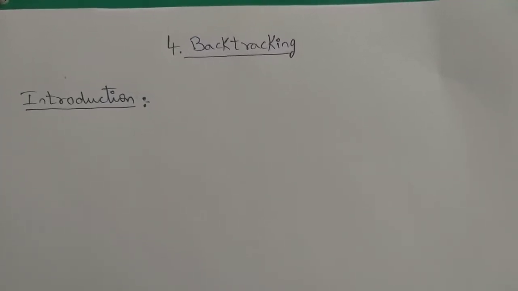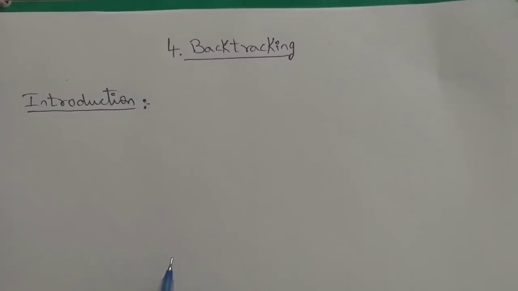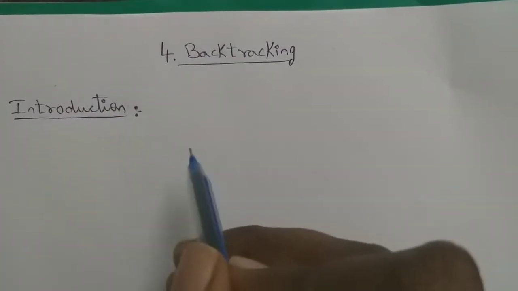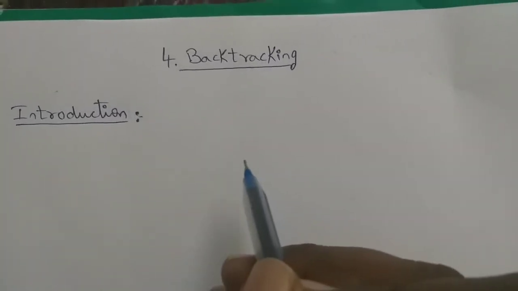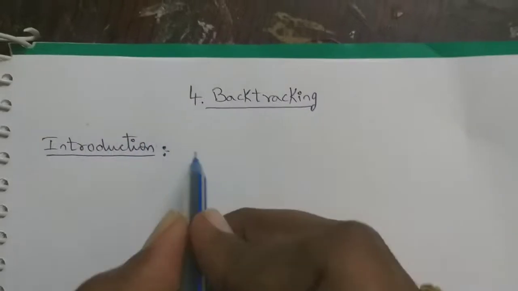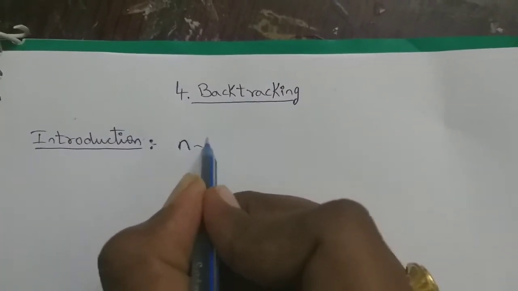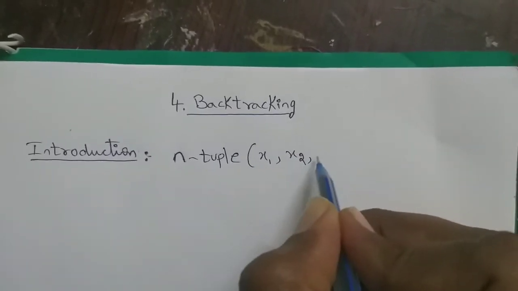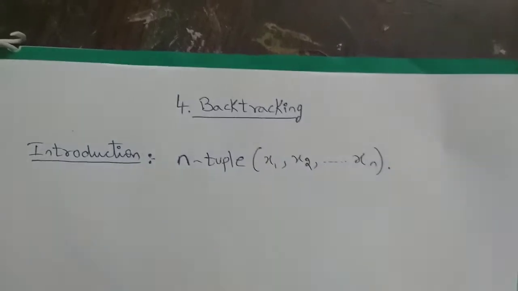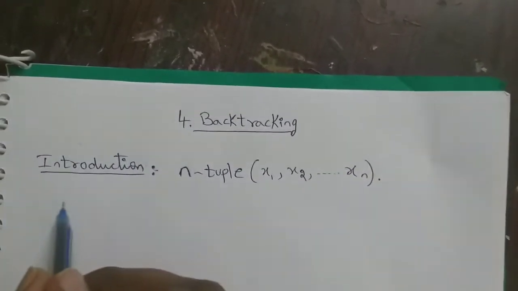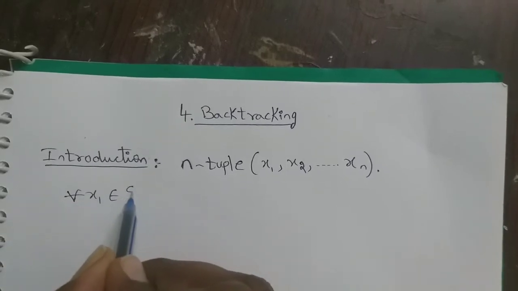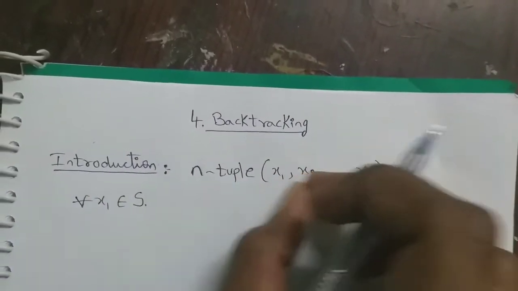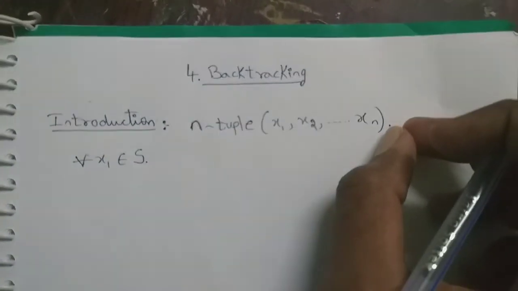Hello all. In this video we'll see the introduction part of backtracking. Firstly, in many applications of backtracking, the desired solution is expressible as an n-tuple. The solutions are represented as an n-tuple such as x1, x2, x3 and so on up to xn, where each xi belongs to a given set S. We take values from the set S and use those values to represent the solution for any problem that we solve in backtracking.